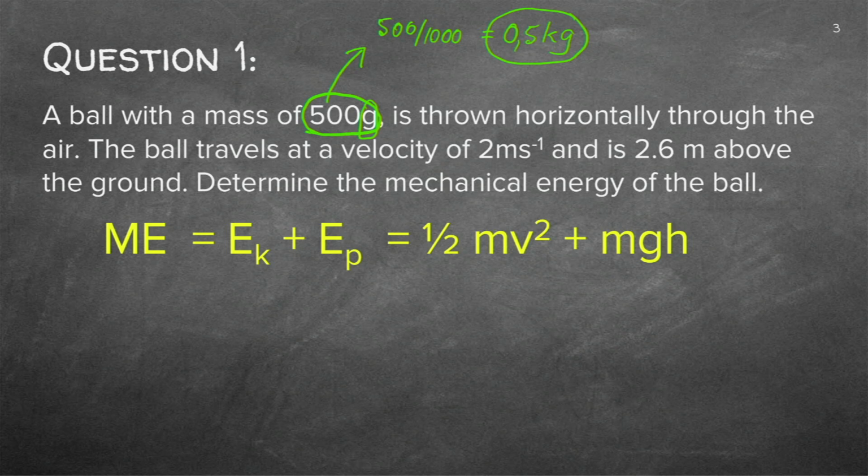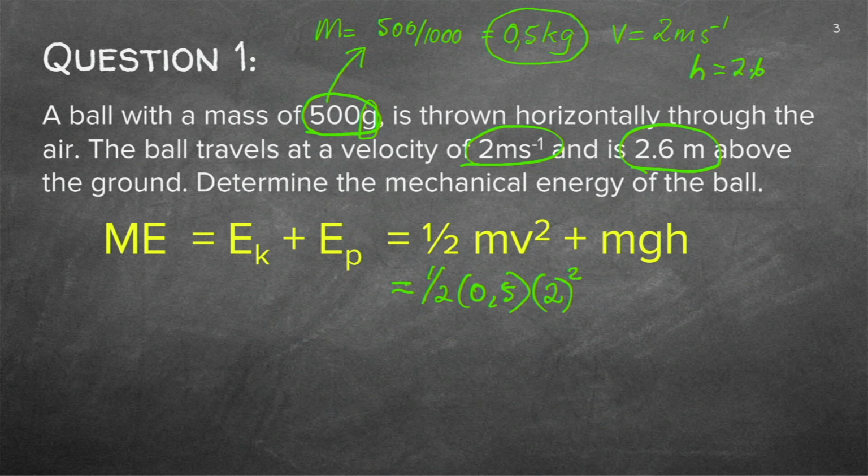It is thrown horizontally through the air and it travels at a velocity of 2. So I've got the mass now, I also have the velocity, and another piece of interesting detail, they're telling me the height is 2.6. So let's see if we can calculate the mechanical energy. I've got the mass, it is 0.5. The velocity is 2, and please remember the square. Plus the mass again times the 9.8 and times the height.